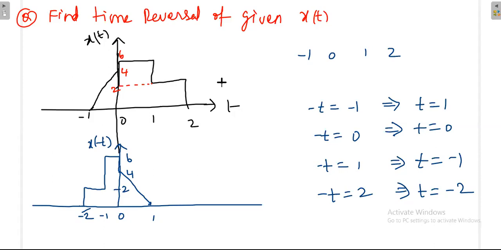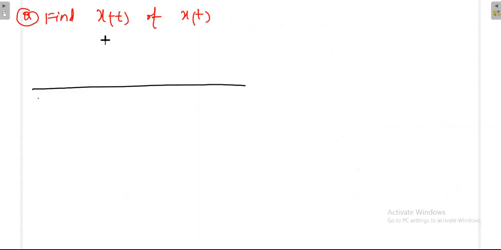Next we'll see one more problem. Find x of minus t for the given x of t. This is -1, 0, 2, 3. This is 2, this is 4. This is your x of t.